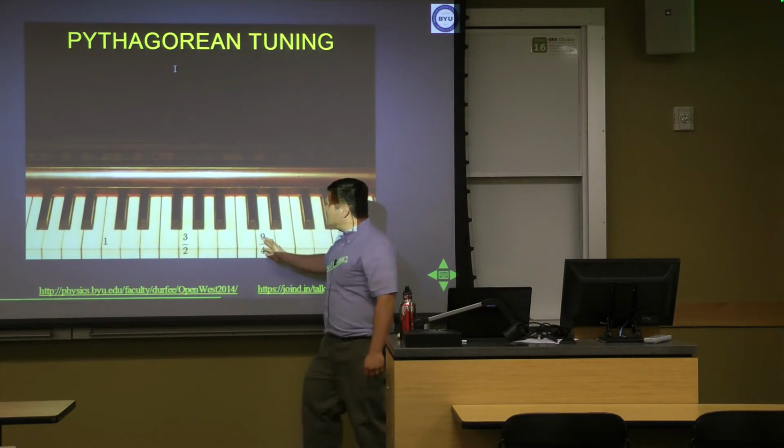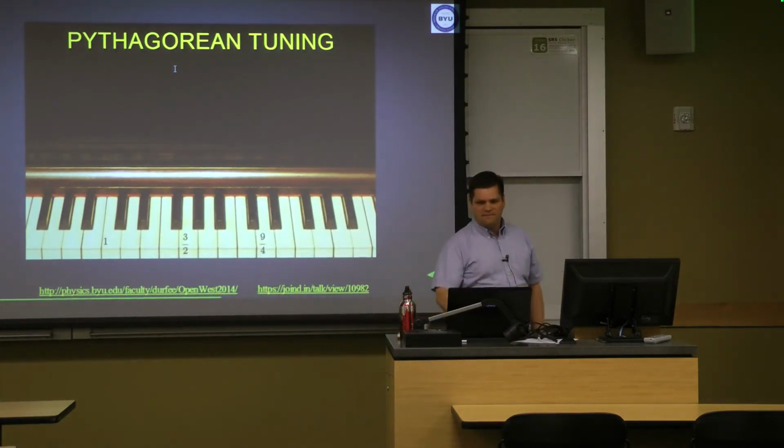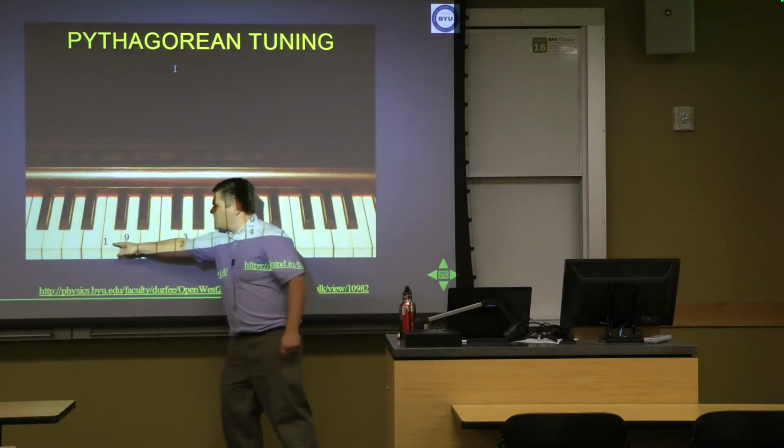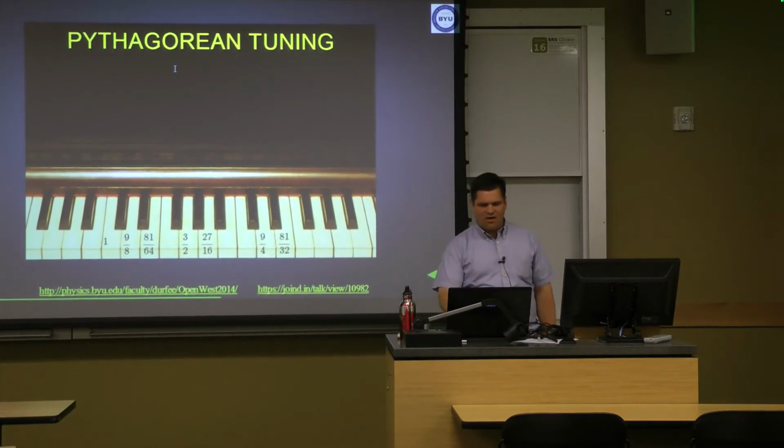All right, if I keep doing this, I'm going to go off the screen. So let's take this D, and let's find the D an octave lower. How do I do that? Divide by 2. So this note is a factor of 9/8 higher in frequency than that note. And I can just keep going up in fifths. Every time I get too far, I'll cut down by an octave by dividing by 2.